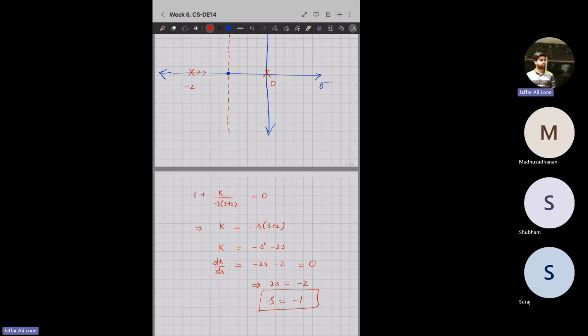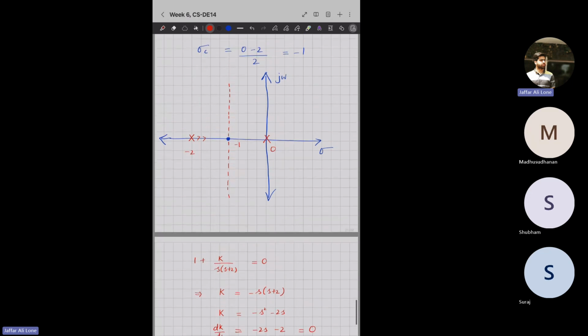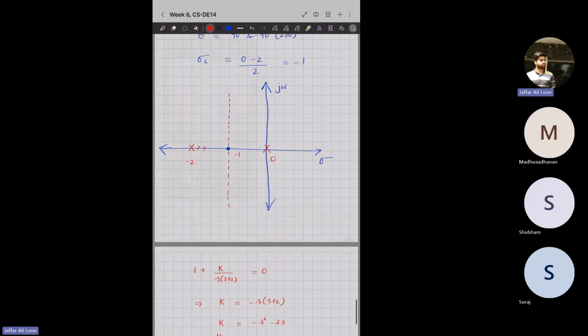Okay, so now see, my centroid is at minus 1. I'll write this is minus 1. And my breakpoint is also at minus 1. So this is a unique scenario. It comes sometimes. So that means now my root locus will come from here, from here, also from here. But it will go to infinity via asymptotes.